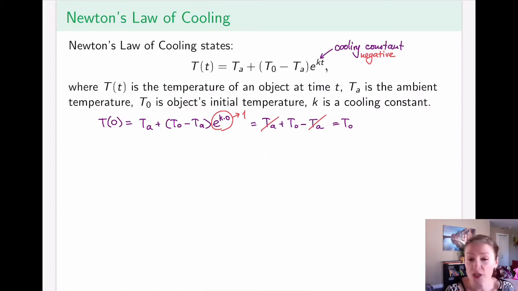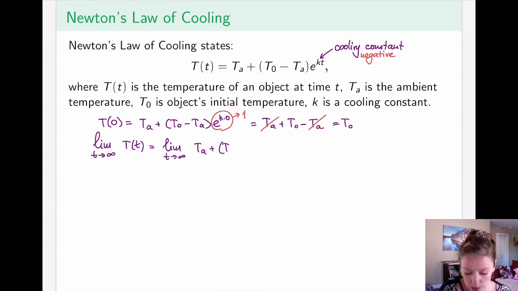Another thing to think about is, what do we expect the eventual temperature of the cooling down object to be? So let's take a limit as t goes to infinity of the temperature function. So I have the limit as t goes to infinity of Ta plus (T naught minus Ta) times e to the kt. Now, it is essential here to remember that my constant k is in fact negative. So this guy right here is negative.